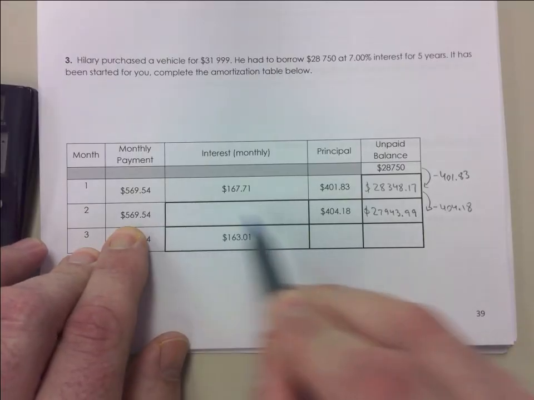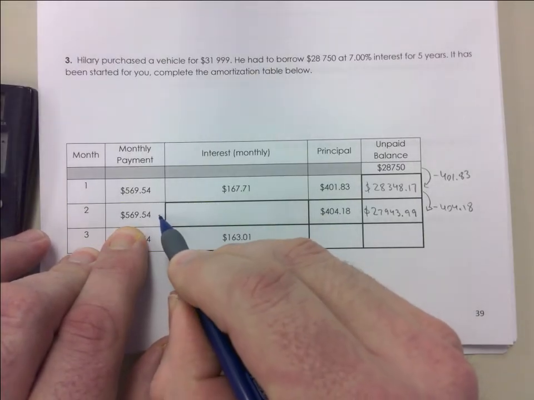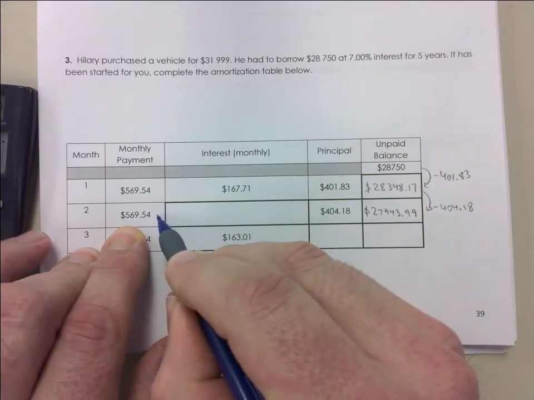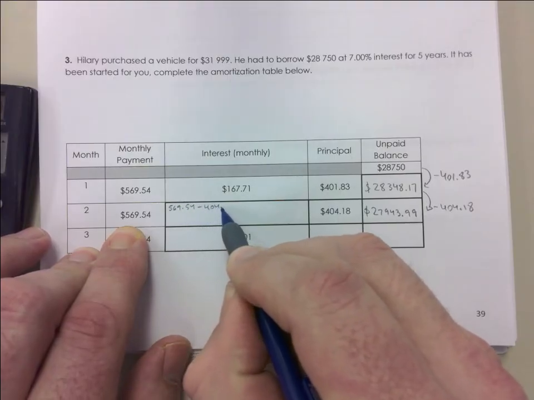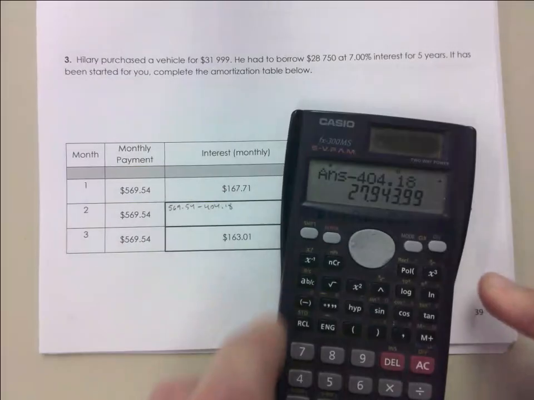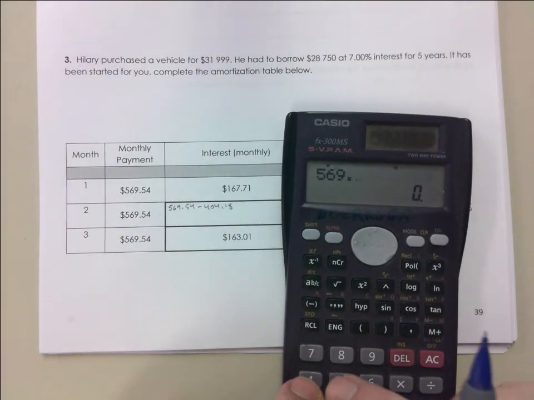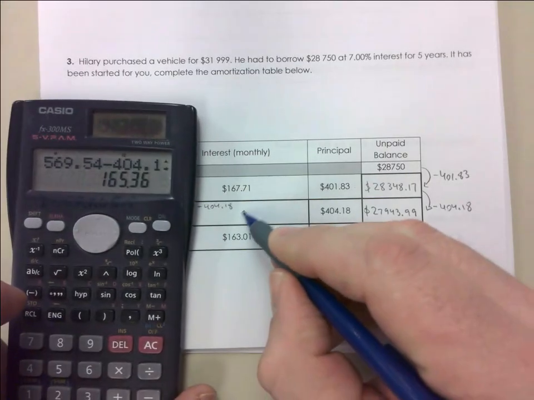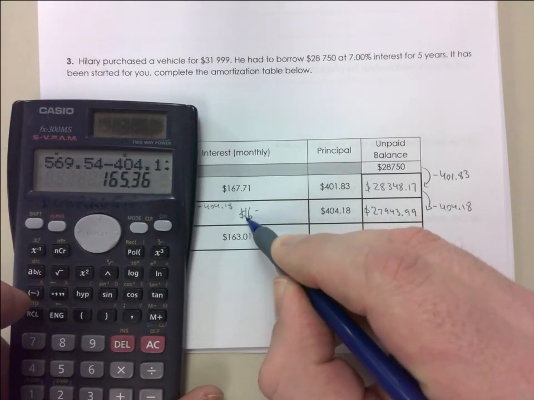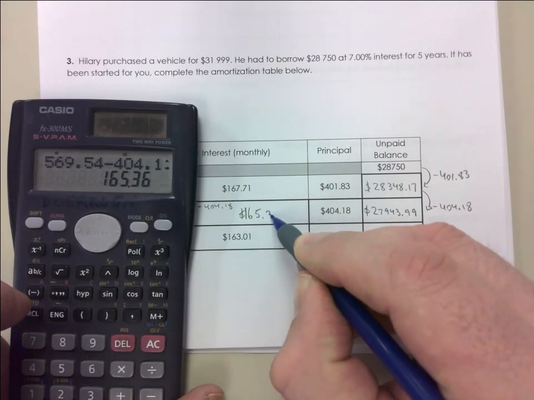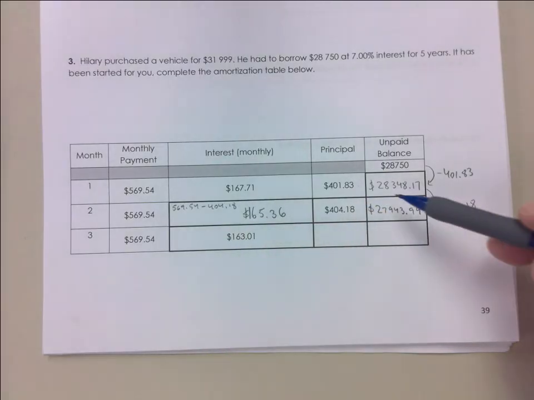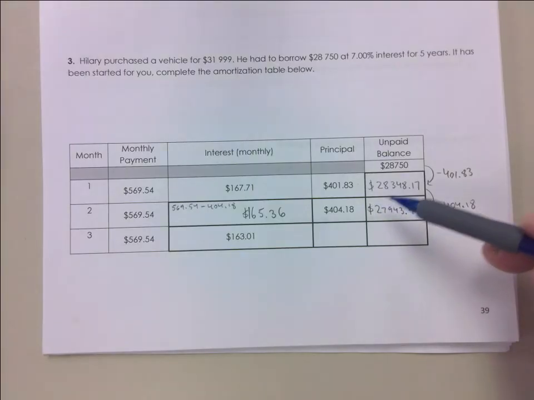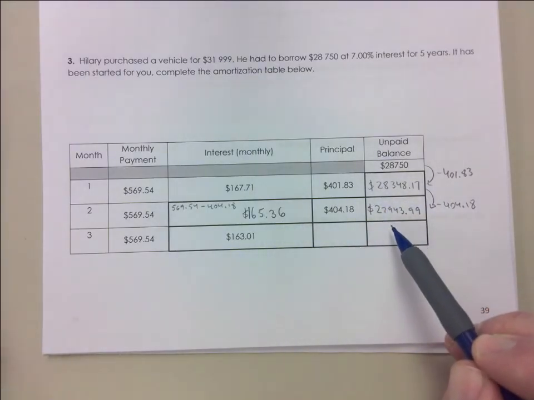Then next is this minus that. So I'm going to go minus 404.18. So we've got 569.54 minus 404.18. There it is. So this should be 165.36. Make sure you put dollar signs in the cells. If it's a provincial exam, you need to have it in every single cell. It's almost like every one is a final answer.